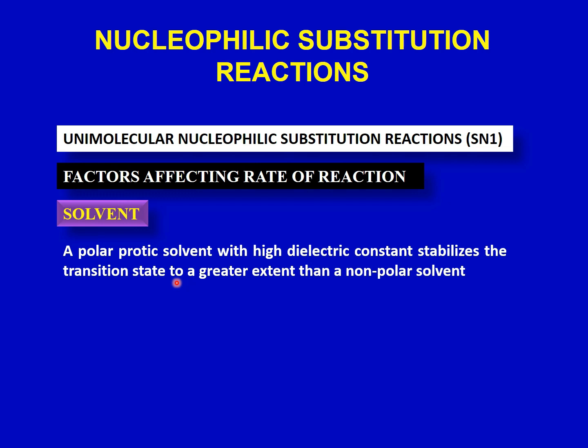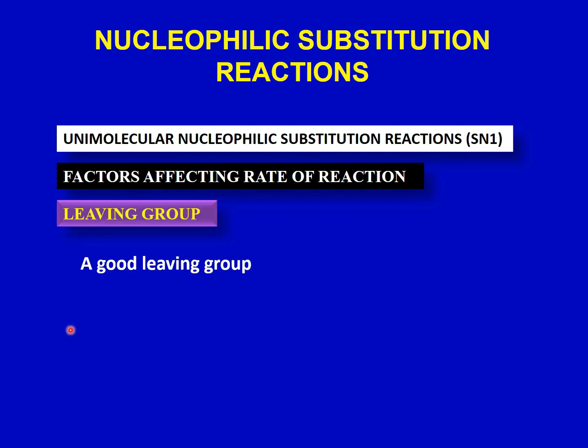So if we have a polar protic solvent, it will stabilize the first transition state, making the activation energy requirement lower, and so the rate of reaction will be higher. This is what I told you earlier, that the activation energy is lowered, and so we have a faster rate. Then we have the leaving group.